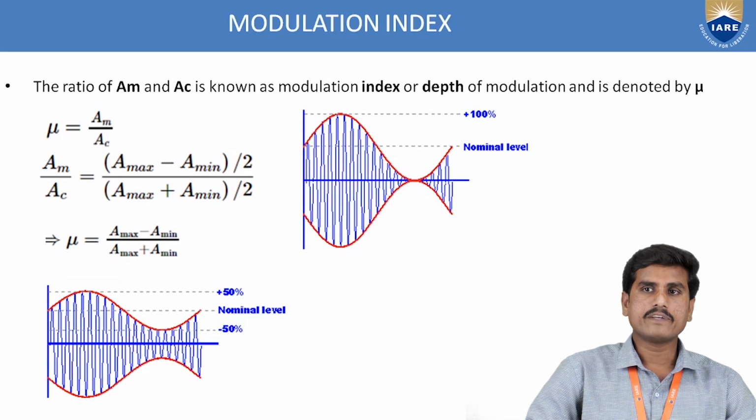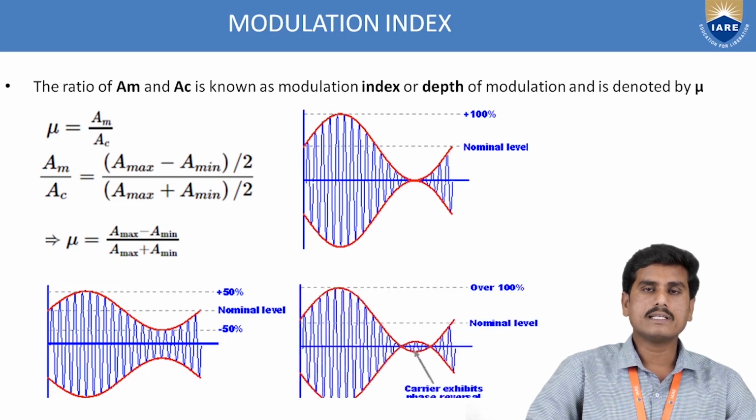So the perfect modulation, the V minimum value is 0 and V maximum value can be calculated. And the third one is the over modulation. In this case we have mu greater than 1. So in three cases depending upon the mu value, nothing but the modulation index value.